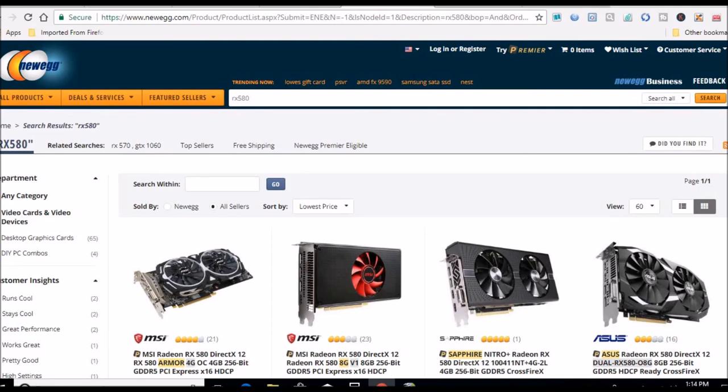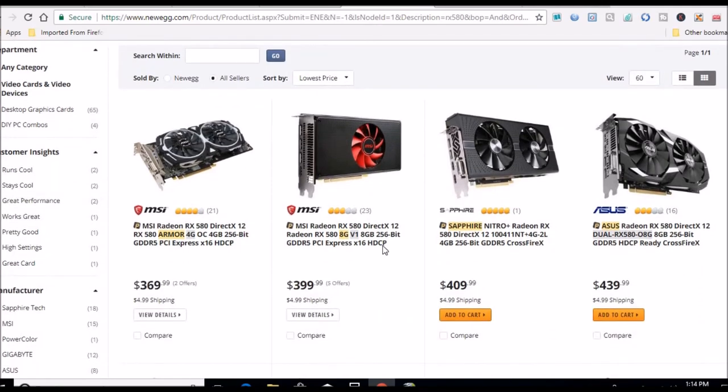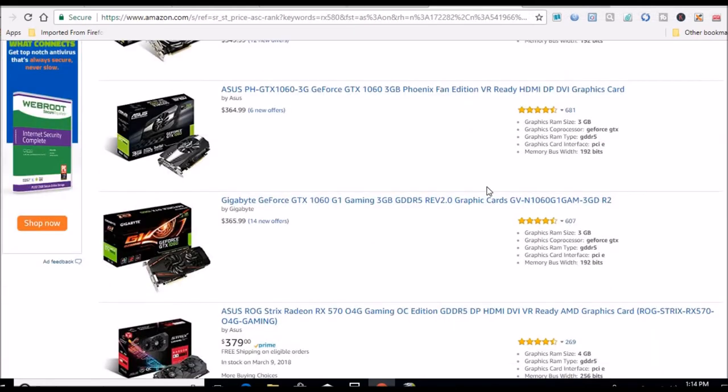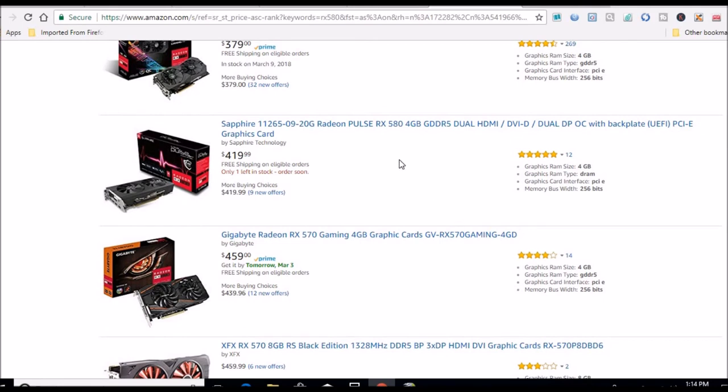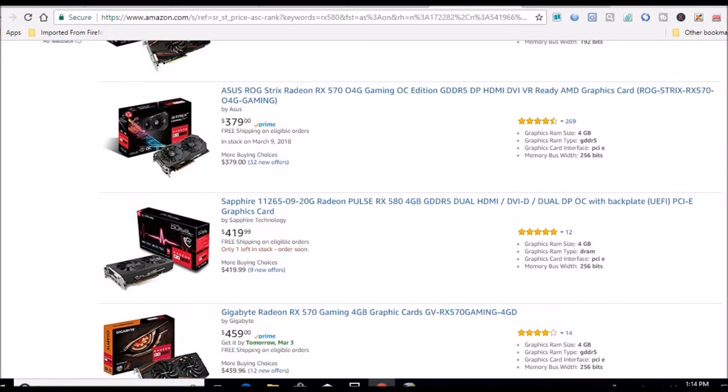I did look on Newegg earlier, and the cheapest deal I could find was a 4 gig RX580 for $369. I really would like an 8 gig card, but still looking. Amazon doesn't really have much. I'm trying to get that AMD rig filled. That's why I'm pretty much looking for those. There's a Sapphire RX580, 4 gigabyte, $419. Yeah, these cards are just still up there.